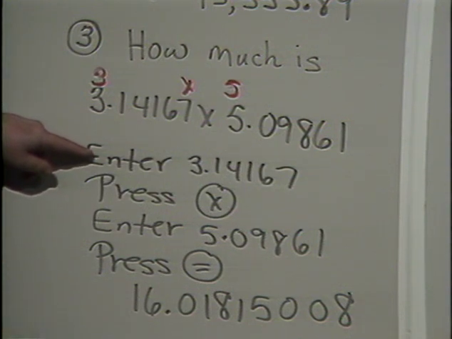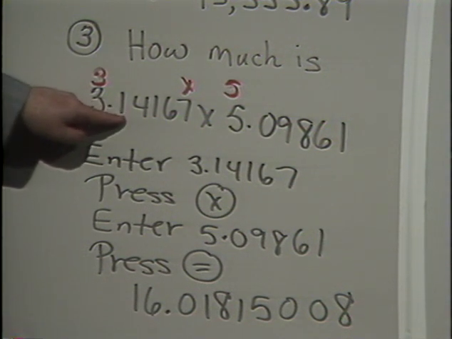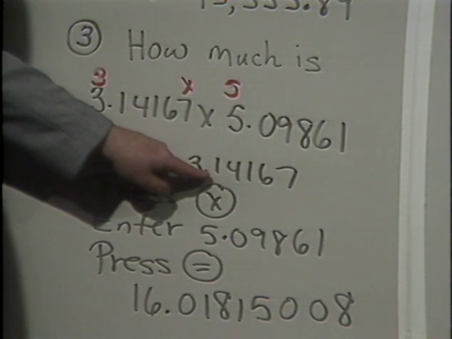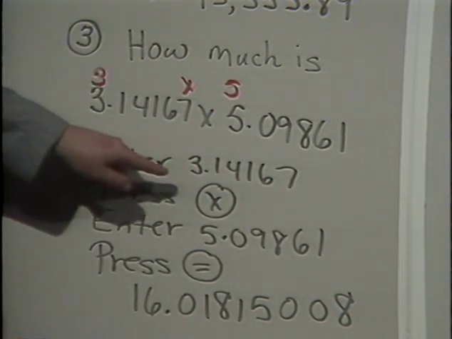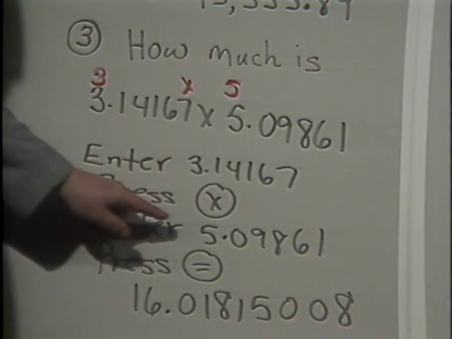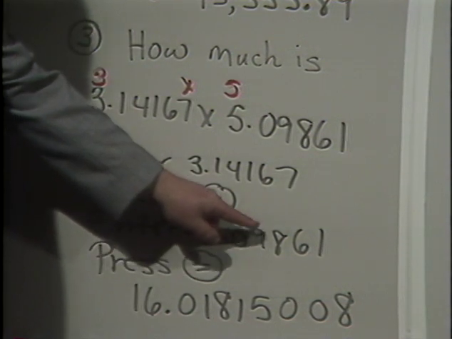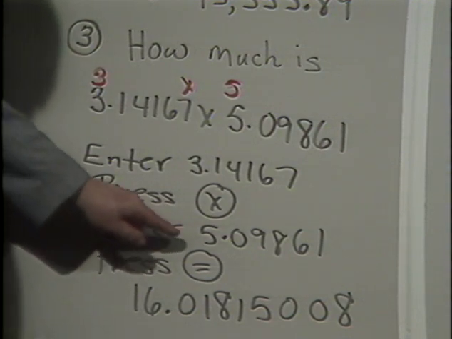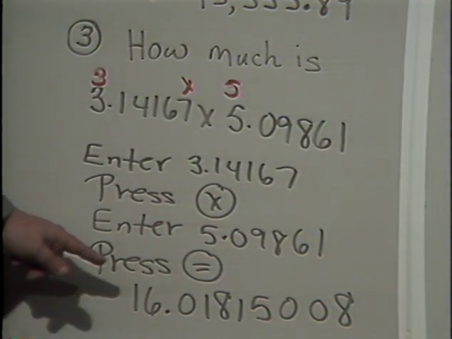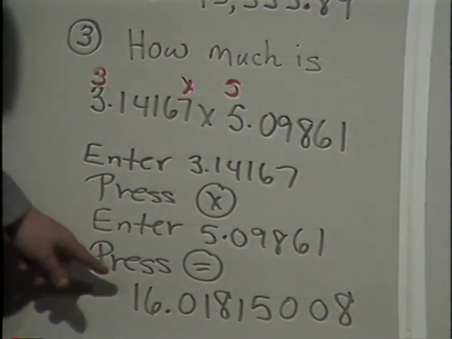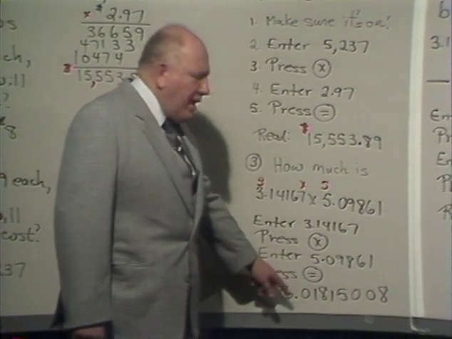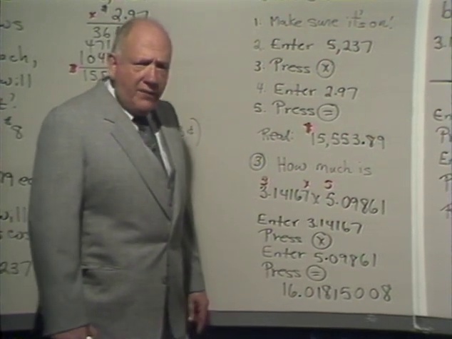Now, what do I do? The same thing I did in problem number 2. I enter the first factor, that is, I press 3, decimal point, 14167. I then press the times sign. I then enter 5, decimal point, 09861. Press the equal sign, and the answer 16.018150008 lights up, at which point I can make the judgment as to where I will round this off.